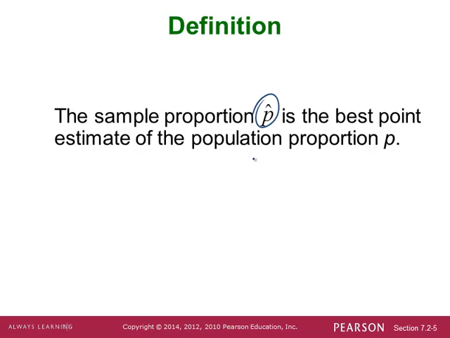P hat, which is a P with a little hat over the top, is what we use as our estimate of the population proportion. We say it's the best point estimate because it's the one and only unbiased estimator of the actual population proportion. We talked about what it means for an estimator to be biased versus unbiased, actually several lectures ago.